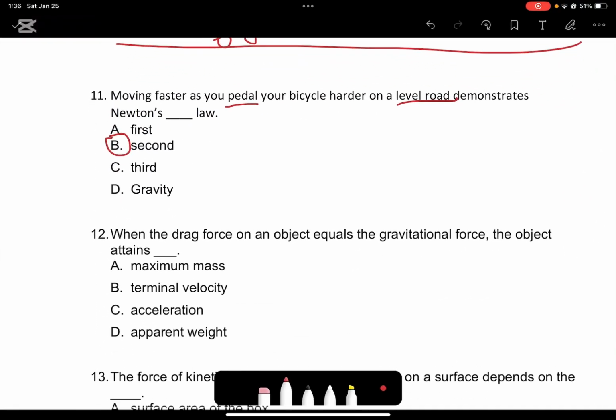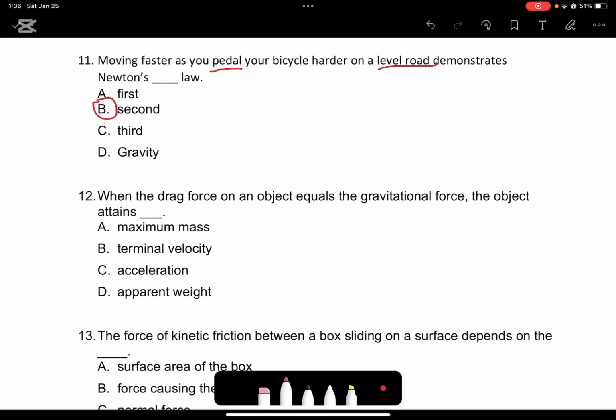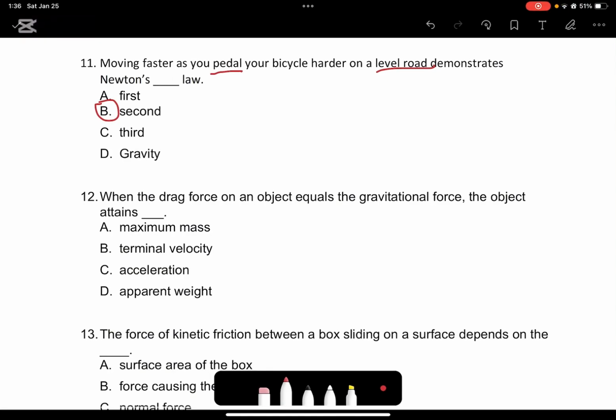When the drag force of an object equals the gravitational force, the object attains which one of these? Feel free to pause the video and try to do it yourself. So when the drag force of an object is equal to the gravitational force, the object attains either acceleration or terminal velocity.